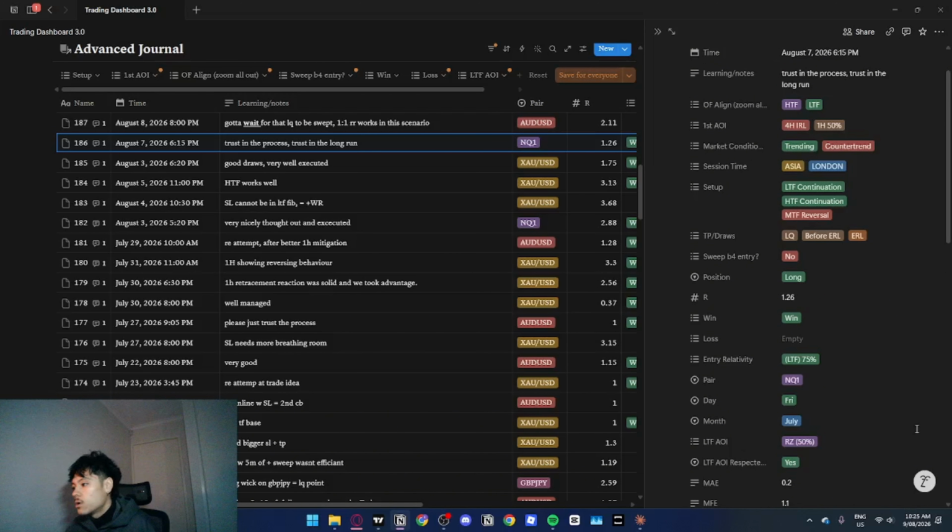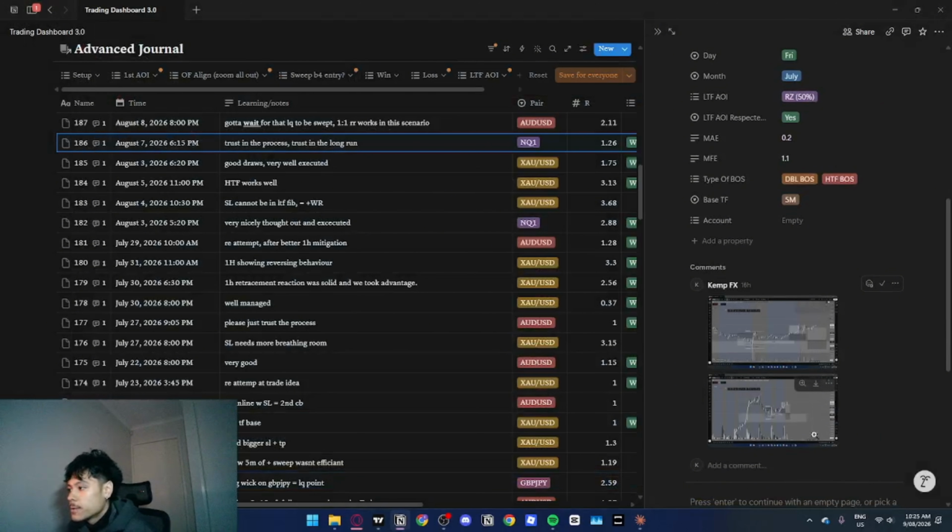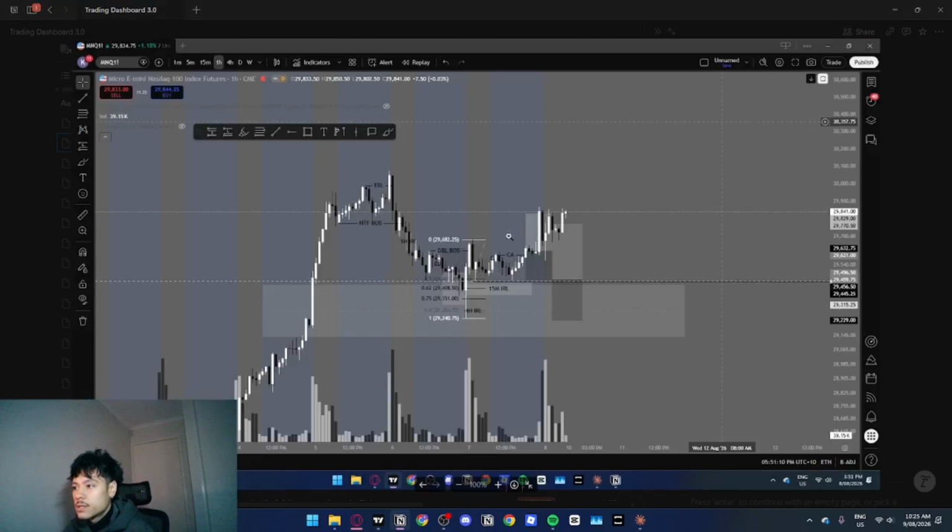Next trade was on Friday. It was a trade on Nasdaq. We were in line with higher time frame and lower time frame structure. Looks like we traded Asia session, and we took the trade around 6:15 p.m. And looking here on the 1 hour, we can see that we had 1 hour bearish structure throughout, but there's a 4-hour internal range liquidity, just a gap, fair value gap.